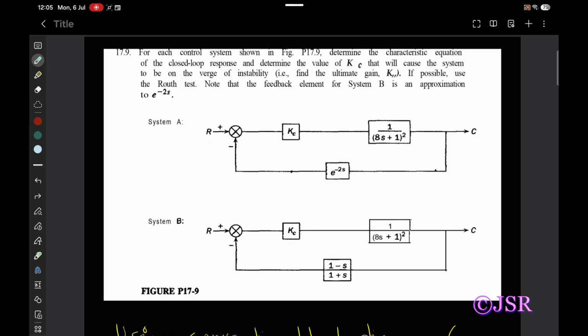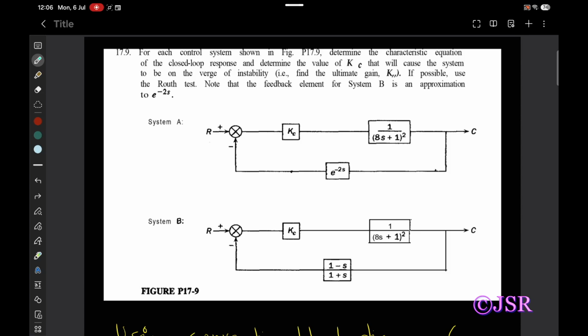So here we have two negative feedback systems for the same process. In the first system A, we have a measuring element which has the transfer function e to the power minus 2s, and in system B we have an approximation to this transfer function, which is represented by an exponential function. Therefore, we have to find out the value of Kc for the two different control loops.